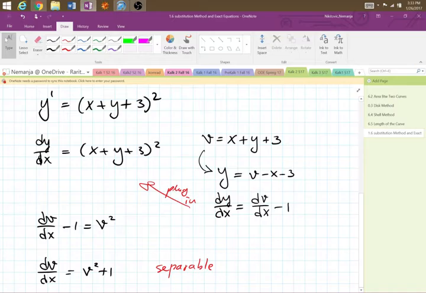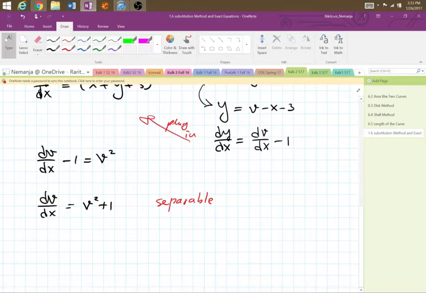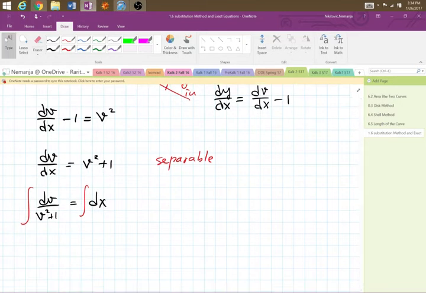So now move that 1. It becomes a separable equation because you can put dv over v squared plus 1 equals just the dx, and then we integrate both sides. What do we get on the left? Very good. That was awesome. No, I'm serious. Equals x plus c, right?